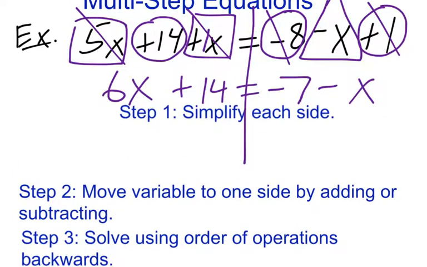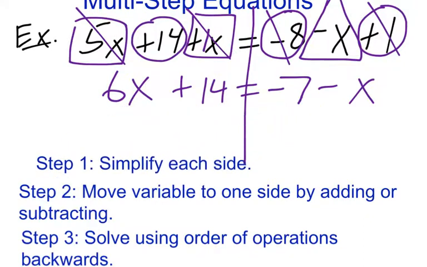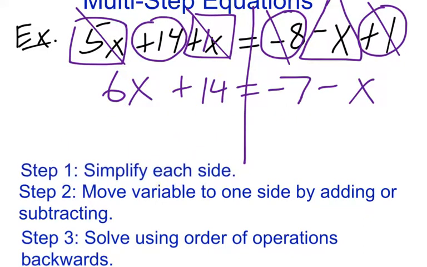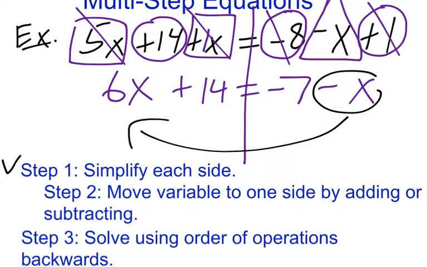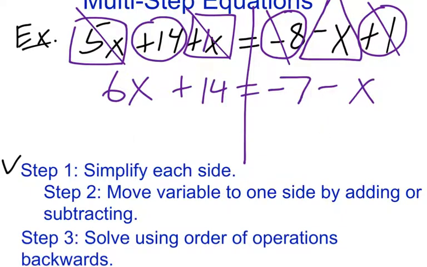Step 2, we want to move the variable to one side by adding or subtracting. So now we're on step 2. Let's check these off. So step 2, I can either move the negative x over there by adding or subtracting, or I can move the 6x over there by adding and subtracting. I want to go ahead and move the negative x, so the inverse of a negative x is a plus x, or a positive x.